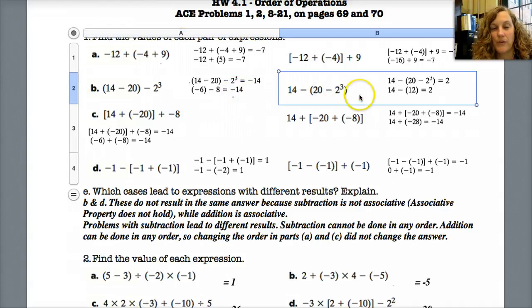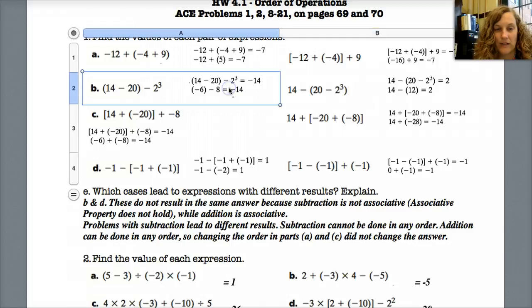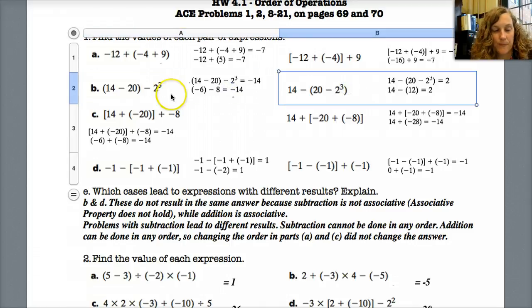So here I do the parentheses first. 20 minus 2 to the third. Within the parentheses is an exponent, so you do that first. 2 times 2 times 2 is 8. 20 minus 8 is 12. 14 minus 12 is 2. So you get different answers here, negative 14 and 2.